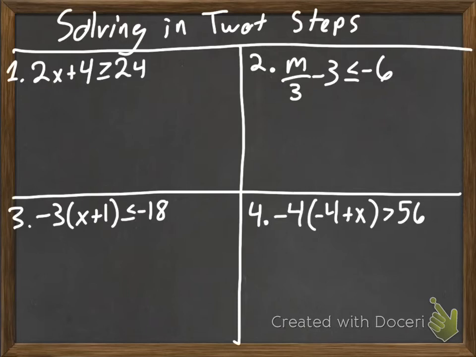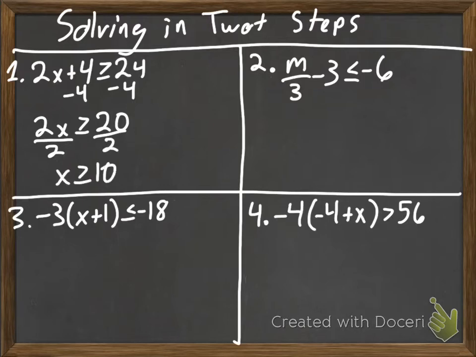So here we have number 1, 2x plus 4 is greater than or equal to 24. So what we're going to do is, remember, whenever we solve in 2 steps, we want to isolate this term before we touch it, before we manipulate it, before we move anything from it. So that means we need to get rid of this plus 4, so we subtract 4, which leaves me with 2x greater than or equal to 20. Now we solve for x by dividing by 2, and we get x is greater than or equal to 10. And then you would graph it on a number line.